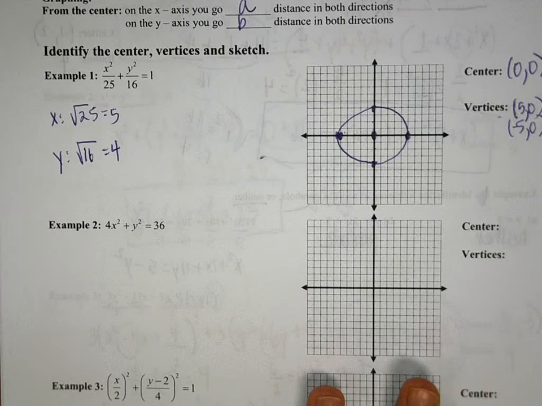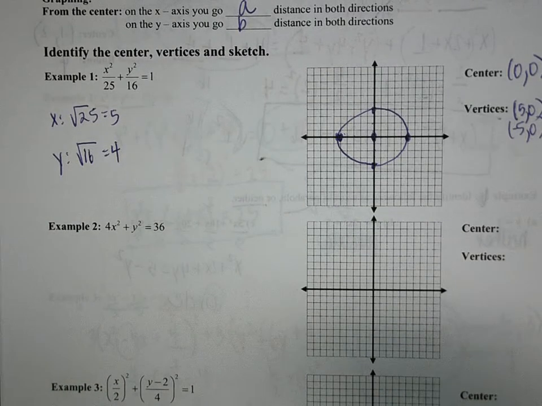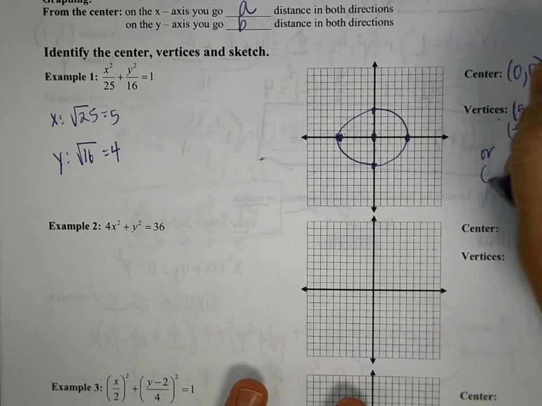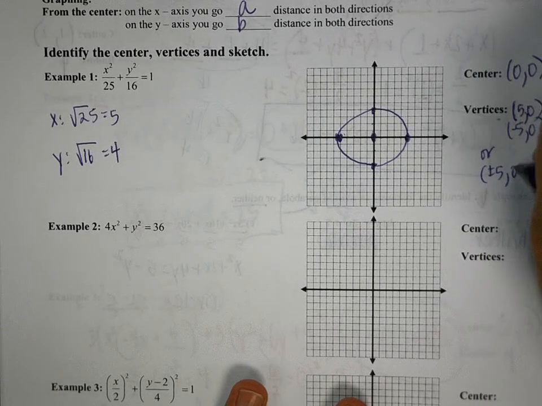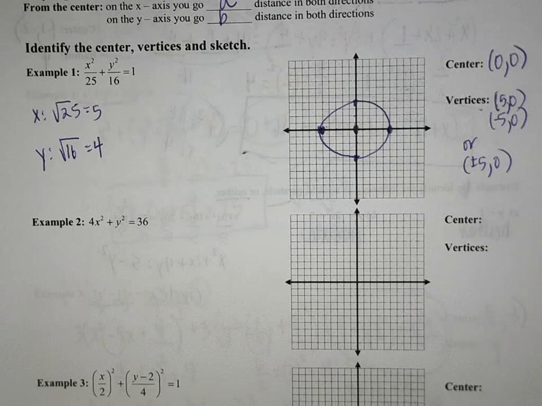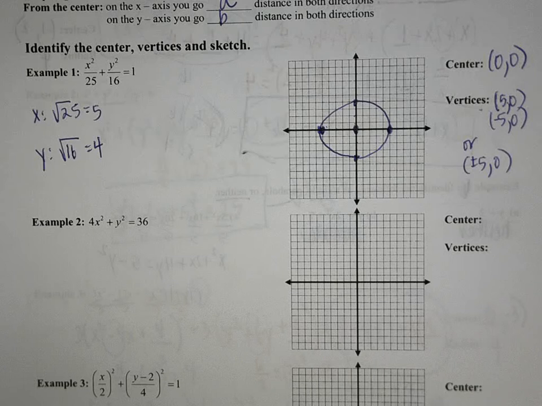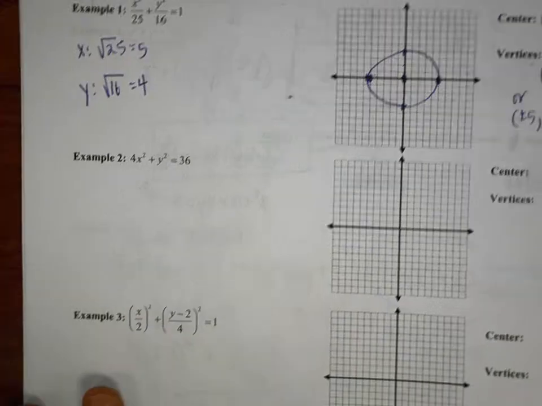What would be a shortcut for writing that if you wanted to have a shortcut? Anybody know? Good. You could also write this as plus or minus 5, 0. Okay, they won't all work that way because sometimes it'll be different values, but you can write it that way if you wanted to. Are there questions right now on this example? No? Okay, moving on to example 2.